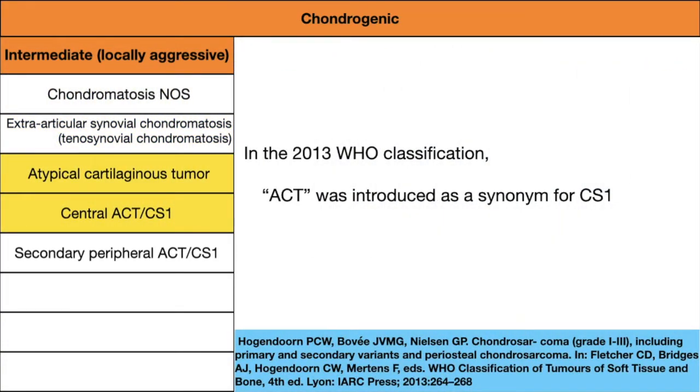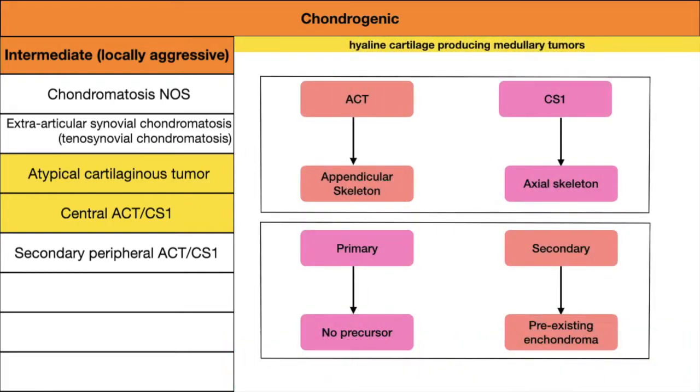Then we have atypical cartilaginous tumor. They previously were classified as synonymous with ACT and CS1, means atypical cartilaginous tumor and chondrosarcoma grade 1, but now they have differentiated the terminology based on if they are in the appendicular skeleton, then they call it as atypical cartilaginous tumor. If it is in the axial skeleton, the same tumor will be called as chondrosarcoma grade 1. Again, they are divided into primary and secondary. Primary means they arise de novo in the bone, and secondary means they had some pre-existing lesion in the bone like enchondroma, which later on converted to the intermediate category.